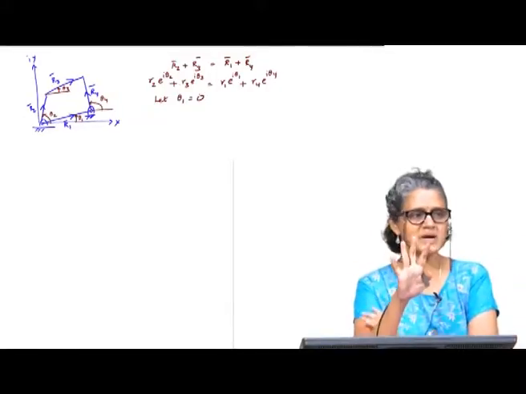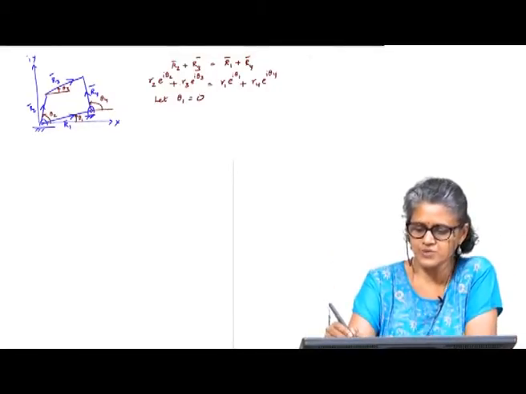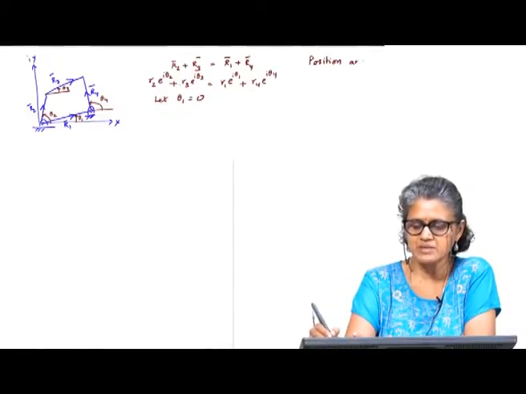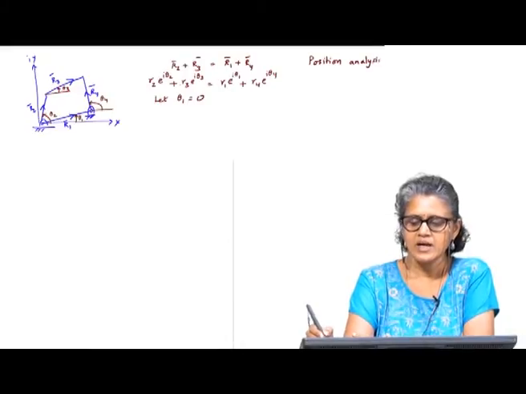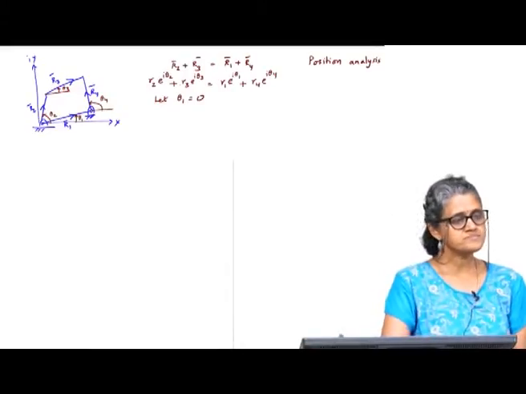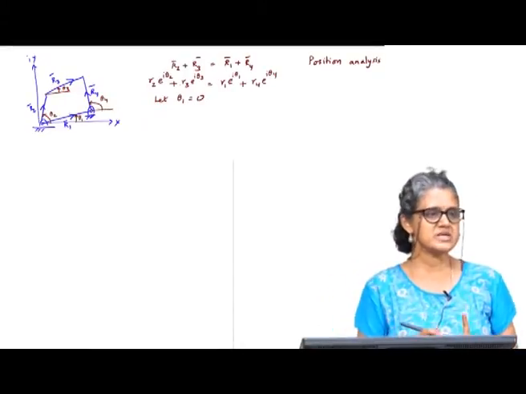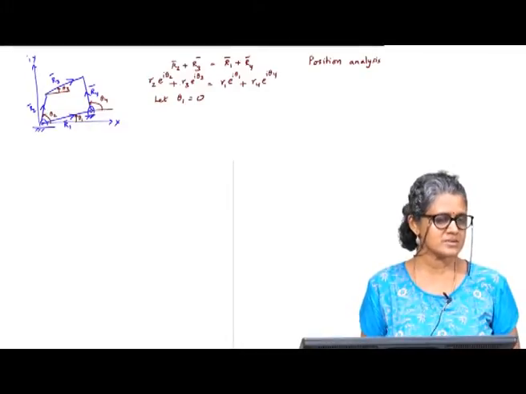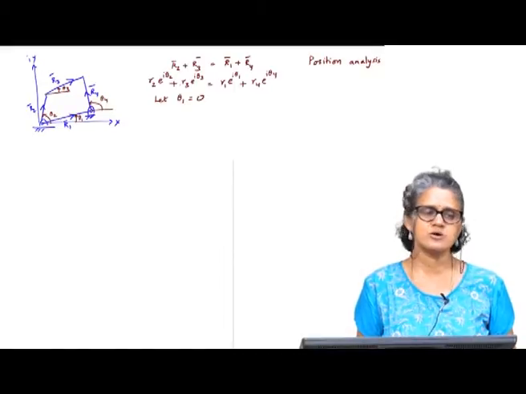Now, for the 4 bar linkage, what I am trying to do here is position analysis. What does that mean? I want to determine, for a given input, what output I get from the 4 bar.